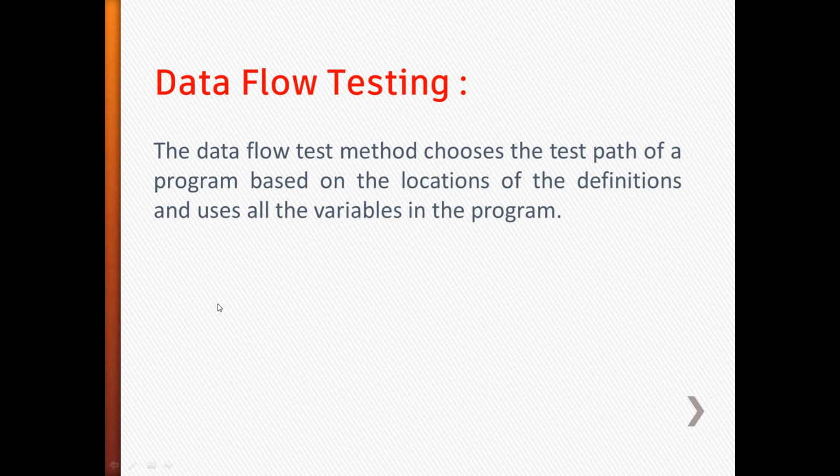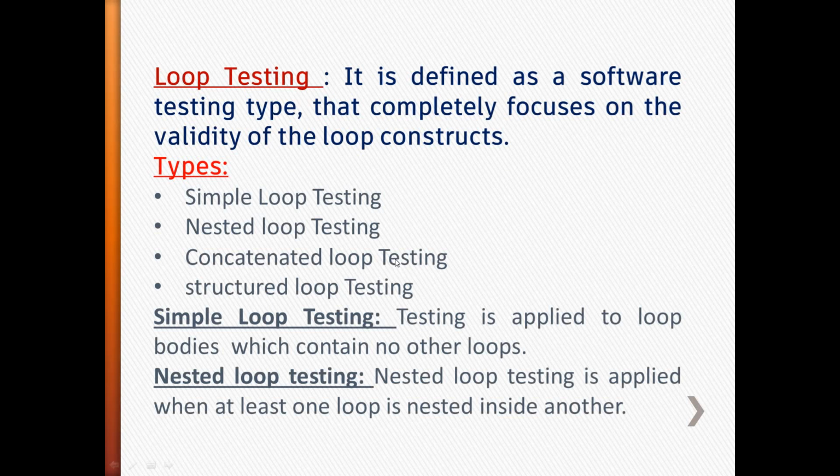Data flow testing. The data flow test method chooses the test paths of a program based on the locations of the definitions and uses of all the variables in the program. Loop testing. It is defined as a software testing type that completely focuses on the validity of the loop constructs. This consists of the following four types: simple loop testing, nested loop testing, concatenated loop testing, and structured loop testing.